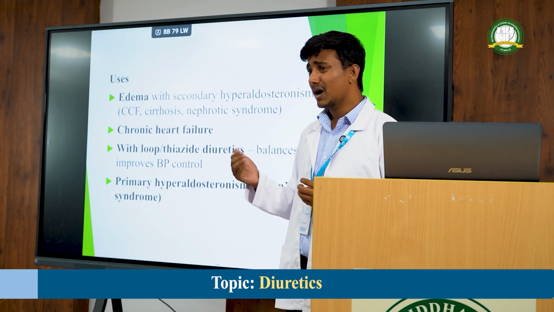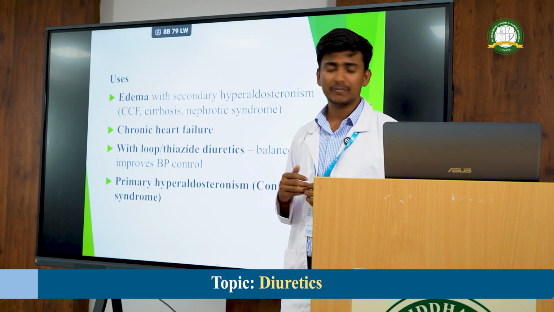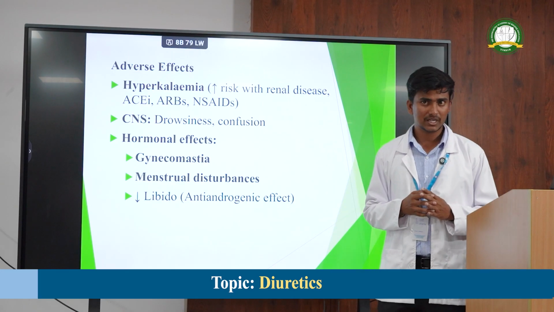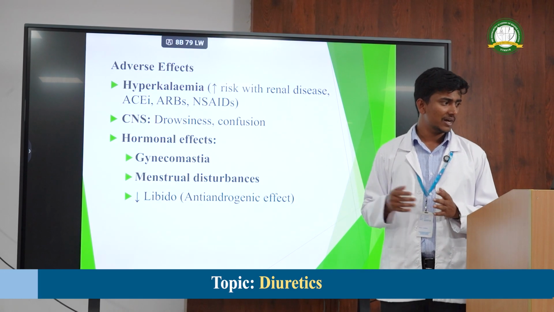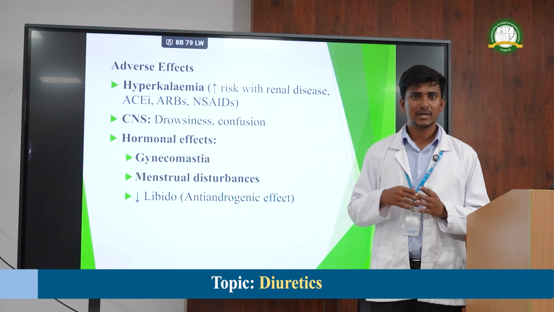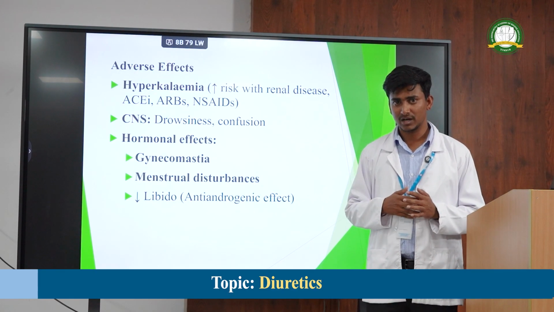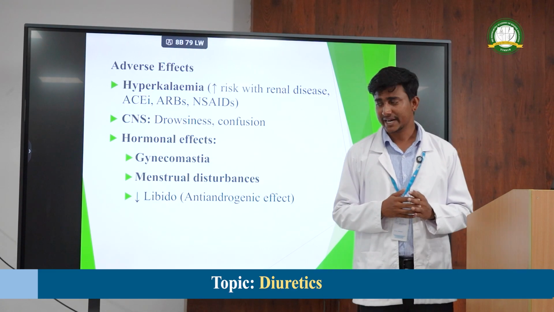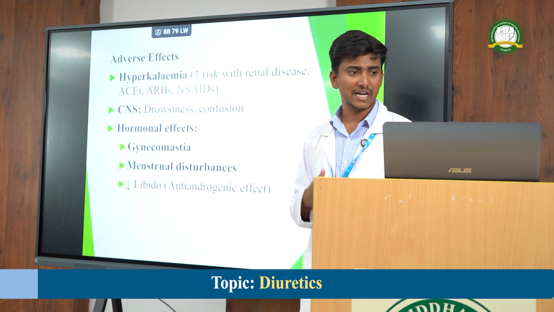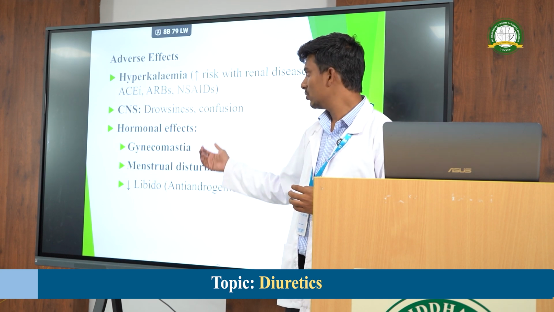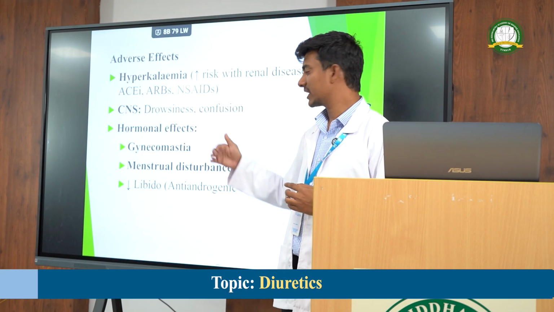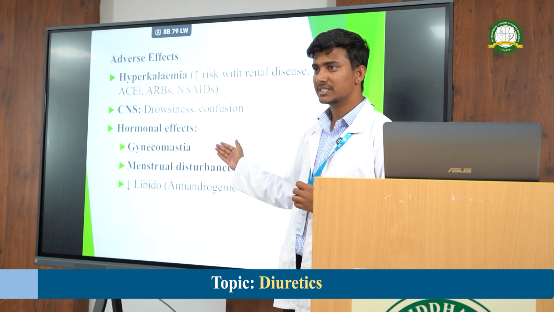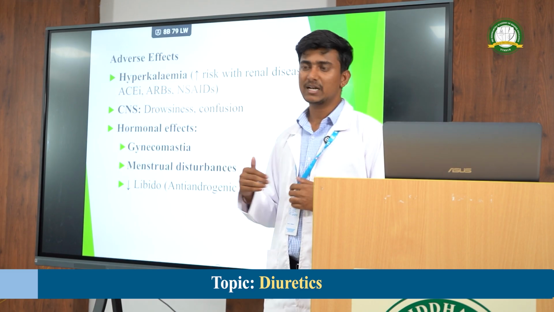And apart from this, it is also used in case of primary hyperaldosteronism. Coming to adverse effects of these potassium sparing diuretics, especially aldosterone antagonists, it may cause hyperkalemia. Due to excess retention of potassium, there will be an increased risk of hyperkalemia, and it can cause drowsiness, confusion. And a few major adverse effects: in males it can cause gynecomastia, in females it can cause menstrual disturbances and decreased libido.